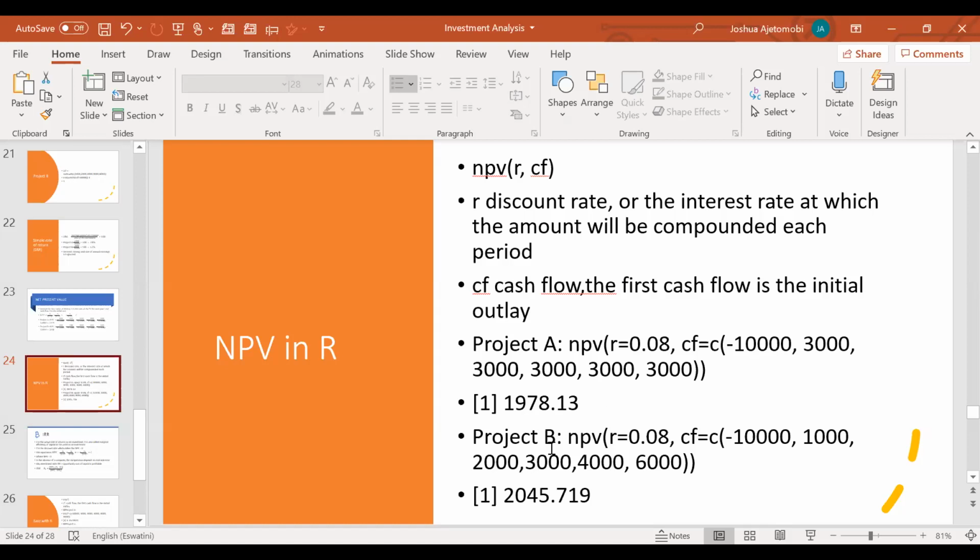And the same applies to project B. The interest rate is 0.08. Then the cash flow equals, the first one, don't forget, is the initial capital outlay. Then now you have the streams of the flows. Then 1,000, 2,000, 3,000, 4,000, 6,000. It's going to do this. So it's very, very simple to do using our software. So I want you to do that. It's very straightforward. Using NPV.